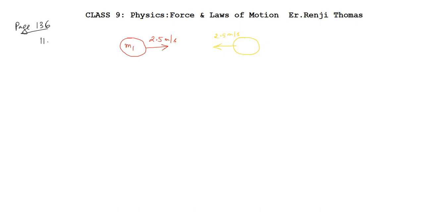Okay, we can say it's a velocity here because they are moving in opposite direction, minus 2.5 meter per second. And this object is having say mass m2, right? And after some time, it is given in the second statement, before collision. This is taking place before collision. Before collision, two objects are moving in opposite direction along a straight line.